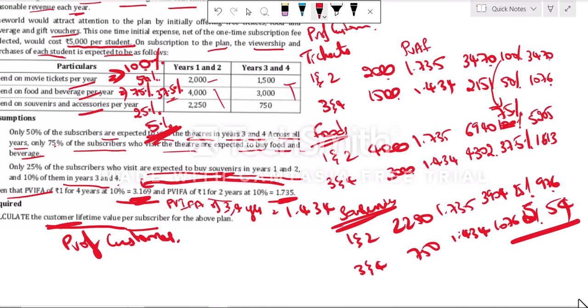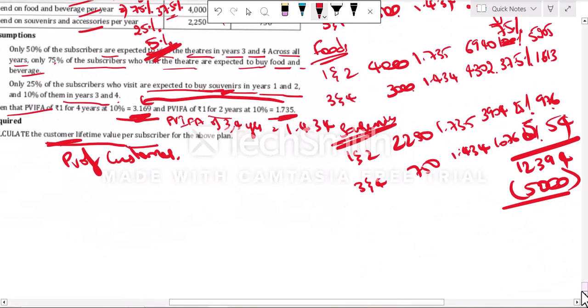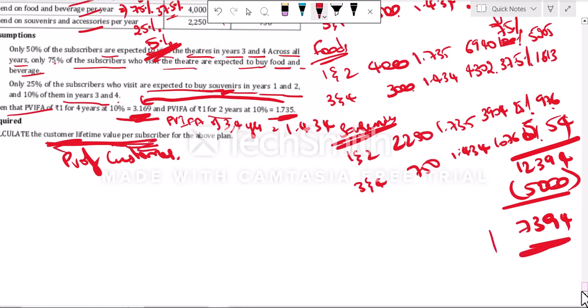3470 plus 1076 plus 5205 plus 1613 plus 976 plus 54 equals 12,394. From this we need to deduct the one-time expense. We are not bringing this to present value because we incur it today, at the initial point. So minus 5000 gives 7,394. This is the customer lifetime value per subscriber.